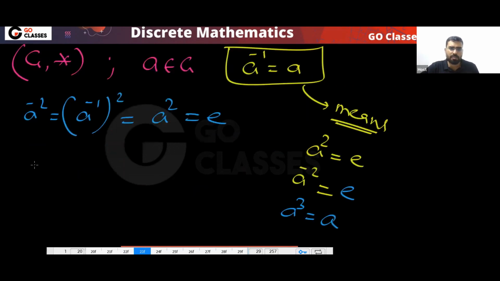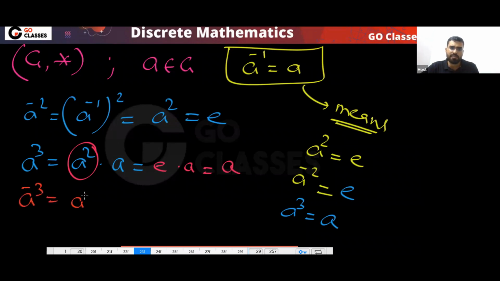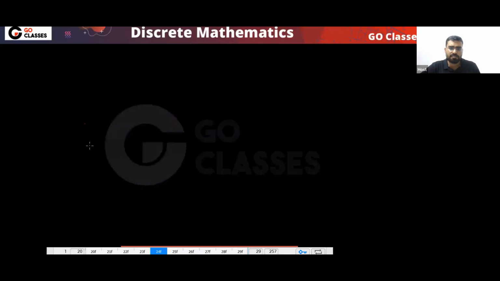Okay, so just take care, because what will be a cube? A cube will be a square dot a, and you know what a square is. This is e dot a, that is a. Okay, so this is the idea. For example, a power minus 3 will be a inverse power 3, and a inverse is the same as a, so this will be simply a. So that is the final idea that I can say, and this is important.